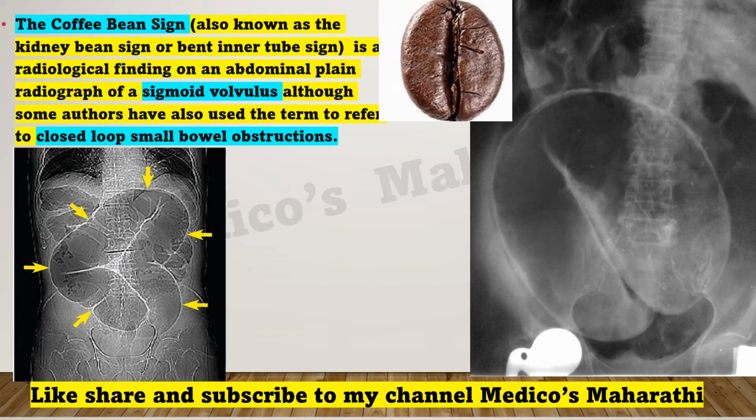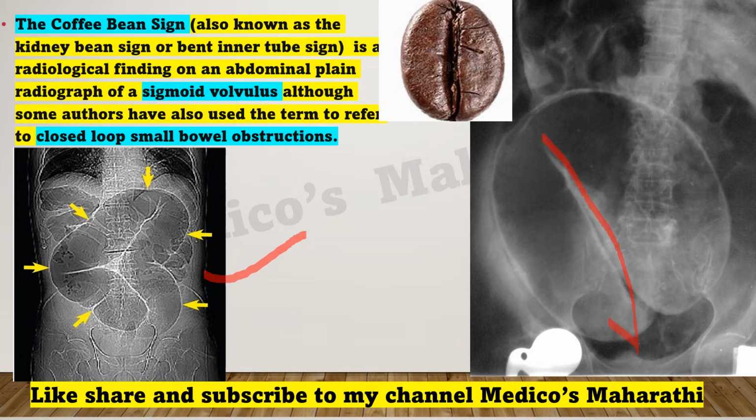Here we go. Coffee bean appearance, also known as kidney bean sign or bent inner tube sign. It is a radiological finding on an abdominal plain radiograph of sigmoid volvulus. Although it is also a term referring to closed loop small bowel obstruction. So you can clearly see two images here, one is this and one is this. Both are clearly showing you coffee bean appearance.